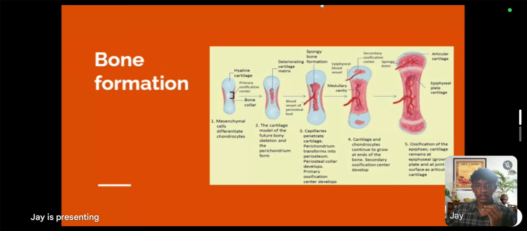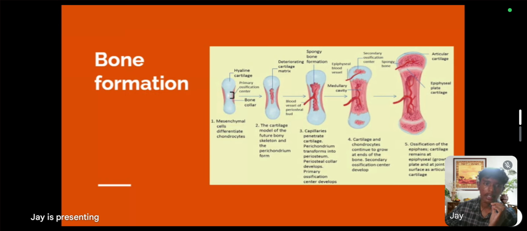Okay, so next we have bone formation. So let's take a look at bone formation. So firstly, the mesenchymal cells differentiate into chondrocytes, the cartilage model of the future bony skeleton, and the perichondrium forms. Capillaries then penetrate the cartilage. Perichondrium transforms into a periosteum, as you can see in the picture. Periosteal collar develops. Primary ossification center as well develops.